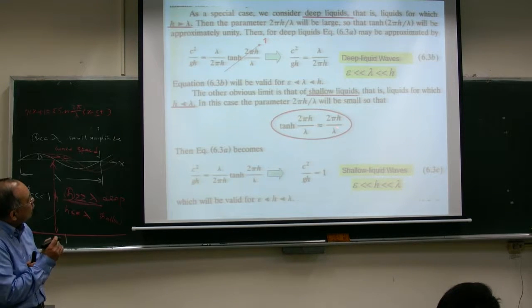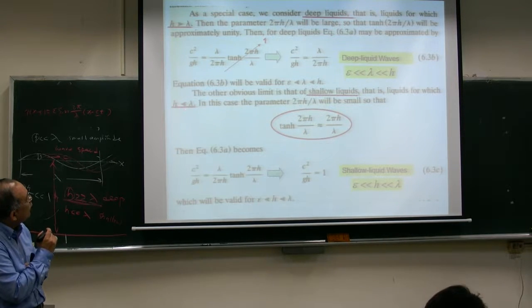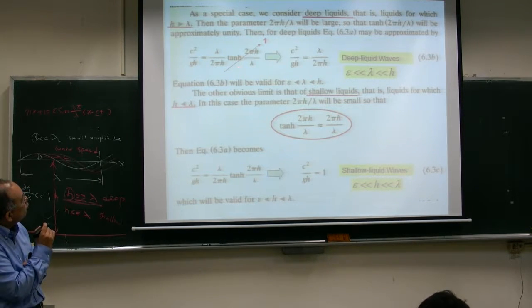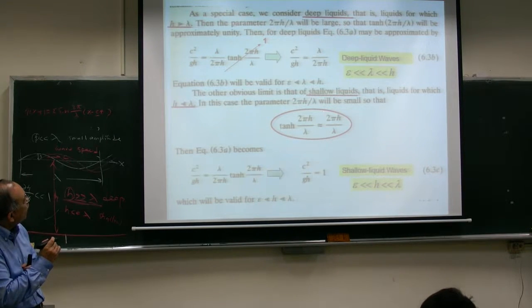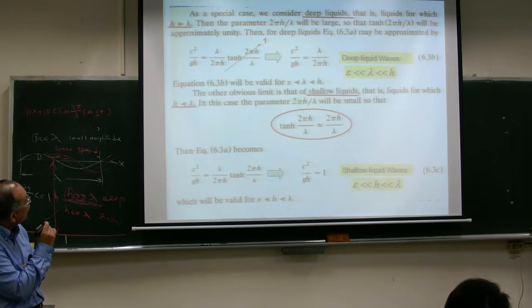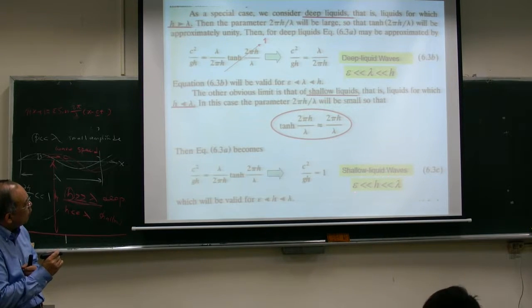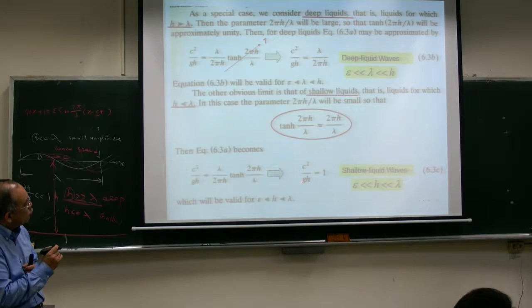Vice versa, we have the shallow water, shallow liquid. Shallow liquid means h is much less than lambda, and then when this number h over lambda is small, the hyperbolic tangent of this value will be approximated as equal to 2 pi h over lambda. So if you replace this, using the shallow liquid wave, this will be lambda over 2 pi h, and the 2 pi will cancel. So here we have C squared over gh equal to 1. Shallow liquid wave gives us C squared over gh equal to 1.